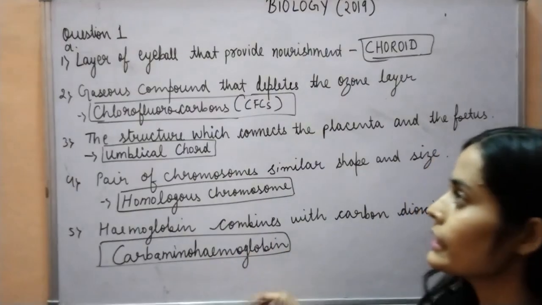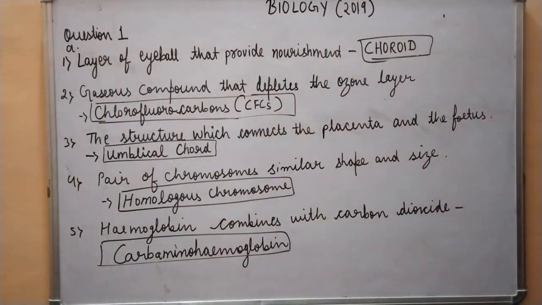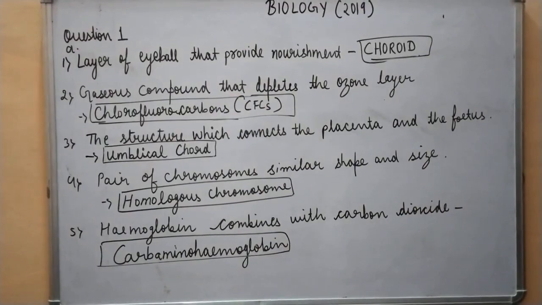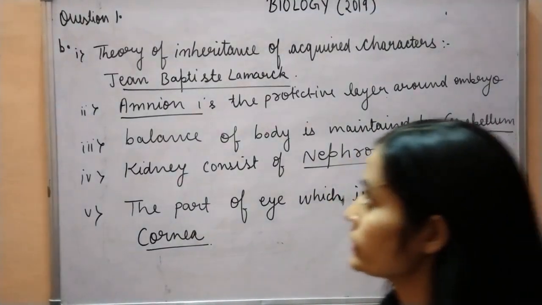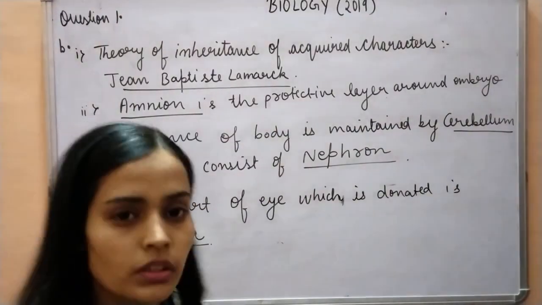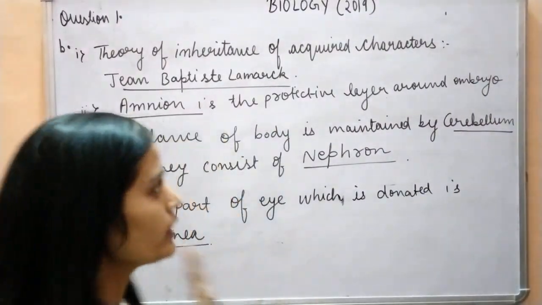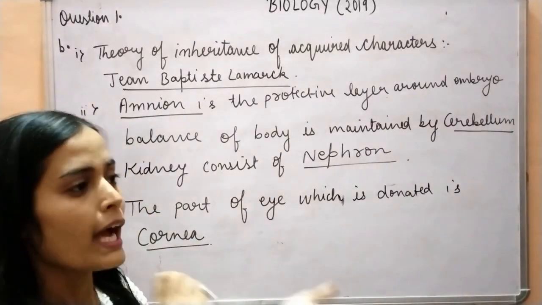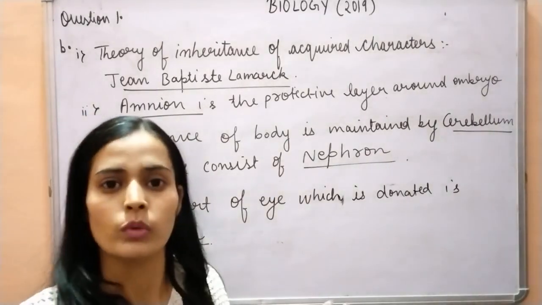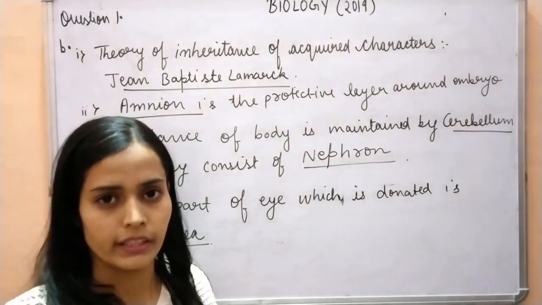So we'll be discussing the B question now. Your B question is that you have to correct the statement. You have to rewrite the statement because they have given a wrong statement and they have already underlined the word which has to be corrected, right?